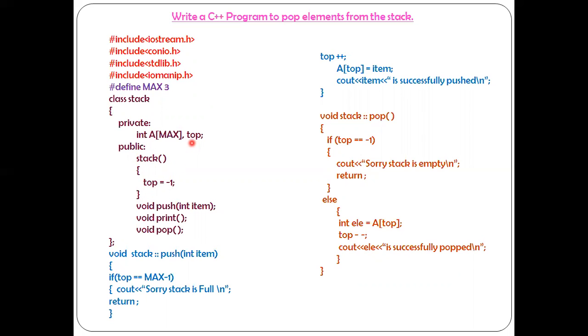Top is a variable that is declared of integer type. What we are doing here is just assigning a value. Top is equal to -1. Top is a variable that is initialized as -1. Okay, so close the flower bracket.